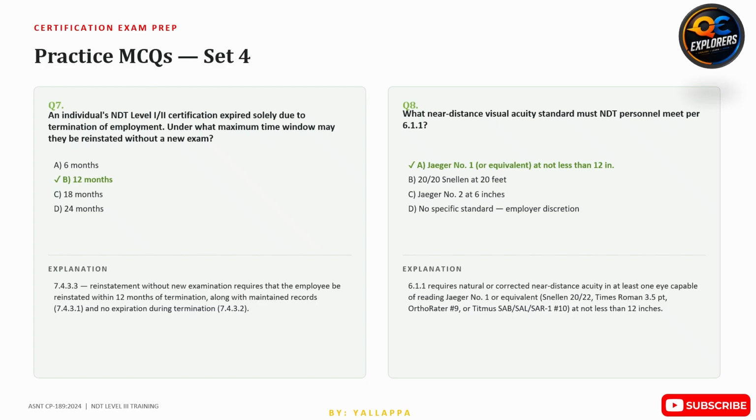Section 6.1.1 requires that the individual have natural or corrected near-distance visual acuity in at least one eye, capable of reading Jaeger No. 1 or an equivalent test pattern at a distance of not less than 12 inches. The standard also recognizes equivalent measurements such as Snellen 20/20, Times Roman 3.5 point type, Ortho-Rater No. 9, and Titmus SAB, SAL, or SAR1 No. 10.